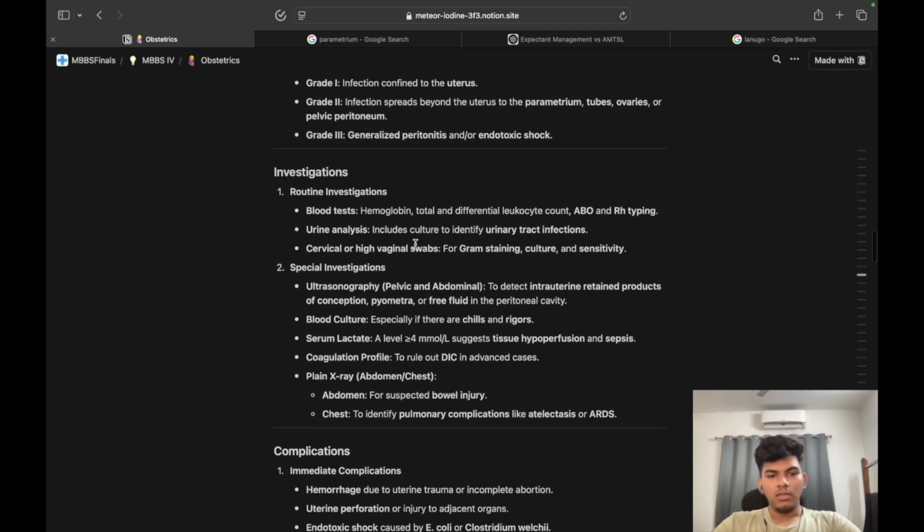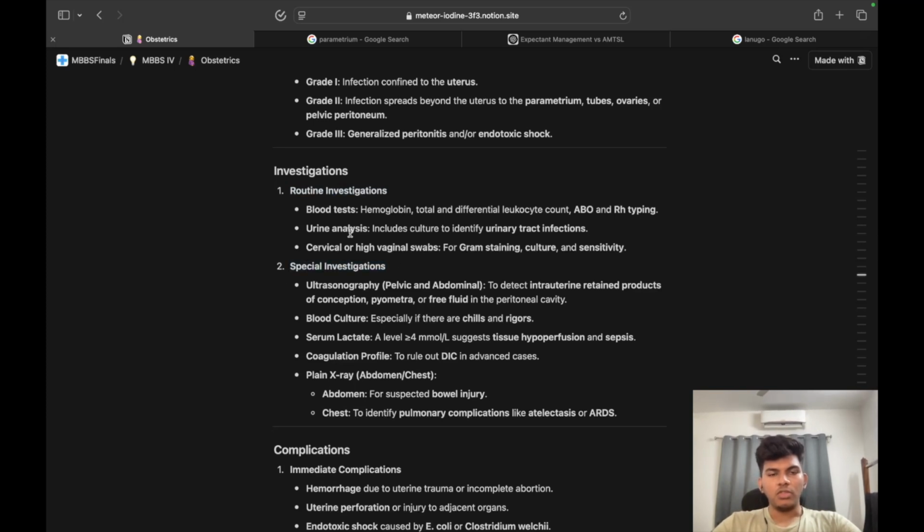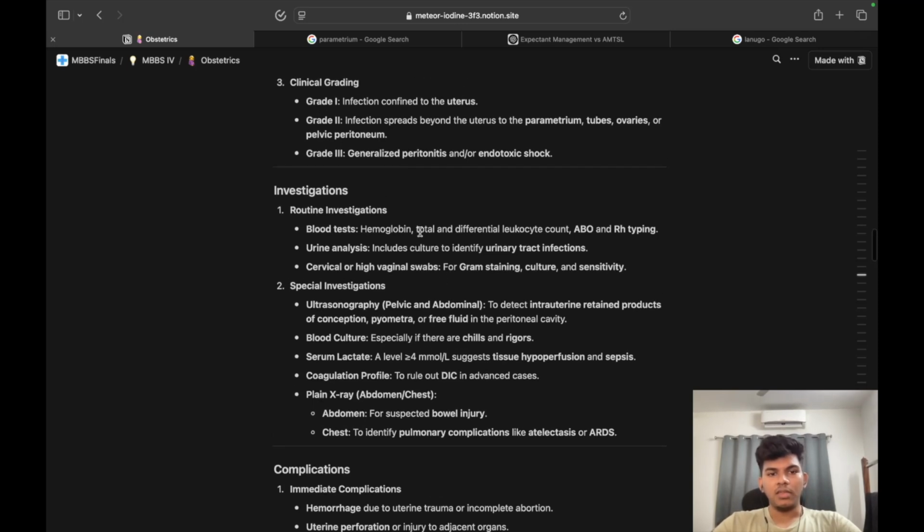Coming to the management, where we talk about investigations first. There are routine investigations and special investigations. Routine: blood tests, urine analysis, cervical or high vaginal swabs. The blood tests are hemoglobin, TLC, DLC, ABO and Rh. With this we get an idea about anemia, and in this specific case schistocytes and DIC. Urine analysis includes culture to identify urinary tract infections. Cervical or high vaginal swabs are for Gram staining, culture and sensitivity. Same thing, but here it is specifically the genital tract.